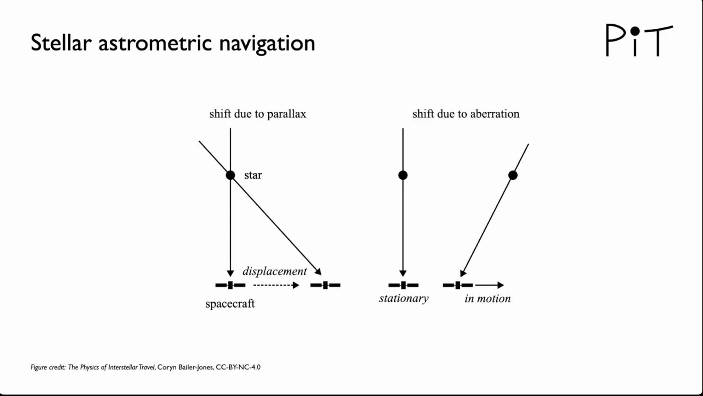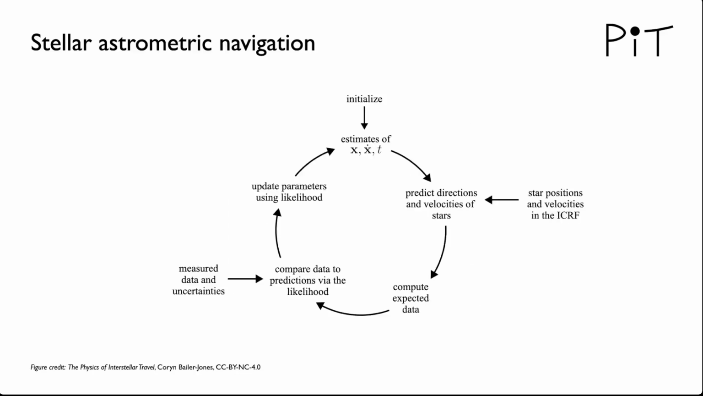The parallax also depends on how far away the star is. The aberration does not. It turns out that if we measure enough stars, about 6, then we can disentangle the effects of parallax and aberration. Moreover, we can exploit this aberration to determine also the velocity of the spacecraft. The upshot is that we can determine both the three-dimensional position and the three-dimensional velocity of the spacecraft just by measuring the angular separations between pairs of stars.